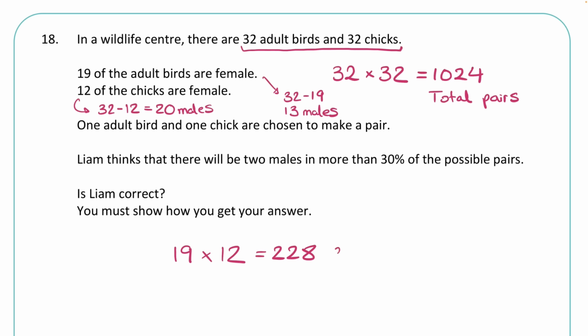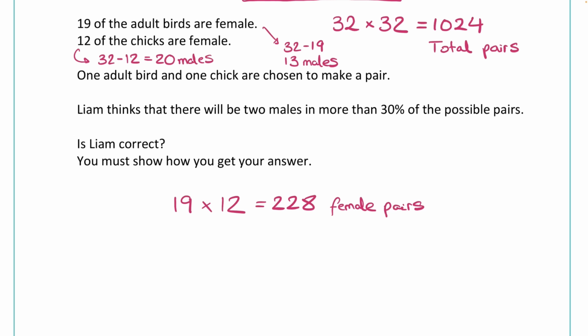So this one here is female pairs. Okay, we'll keep the working out there because it's still something that we've worked out. But the nicer, quicker one that we could do is 20 times 13. So 20 times 13 gives us 260. And that's the male pairs.